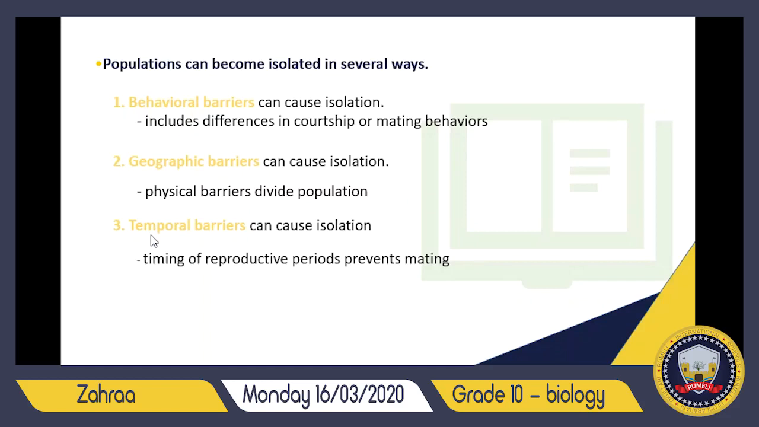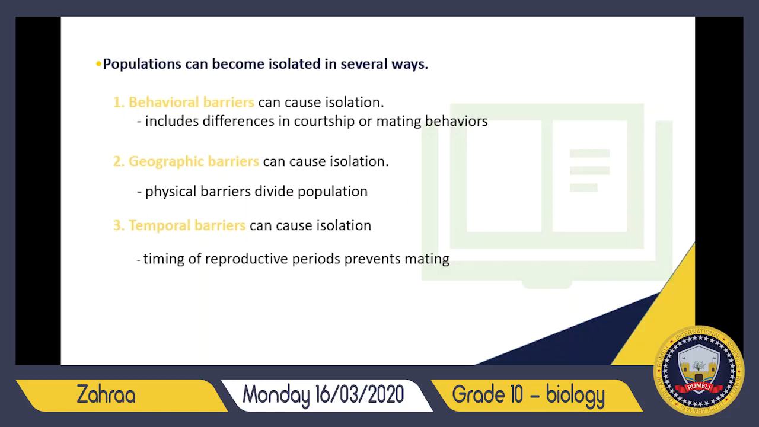Behavioral barriers. Behavioral barriers include differences in courtship or mating behavior. So chemical scents, courtship dances of birds, and courtship songs of frogs are sexual signals used to attract mates. Changes in these signals can prevent mating between populations.